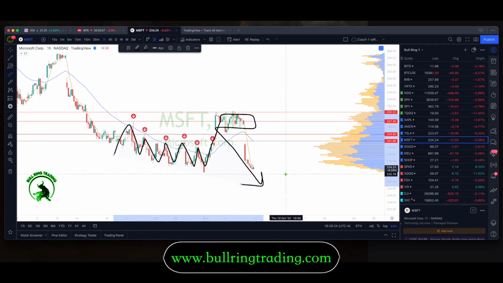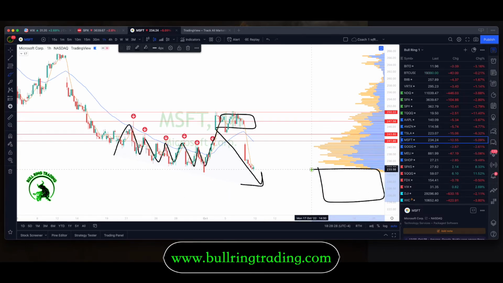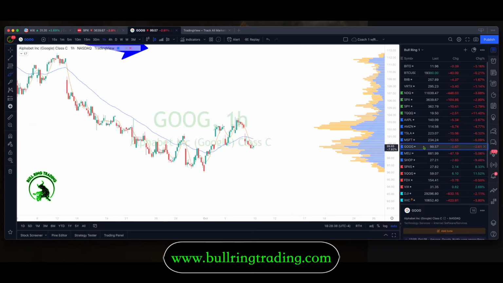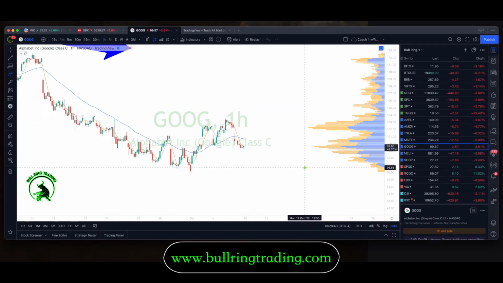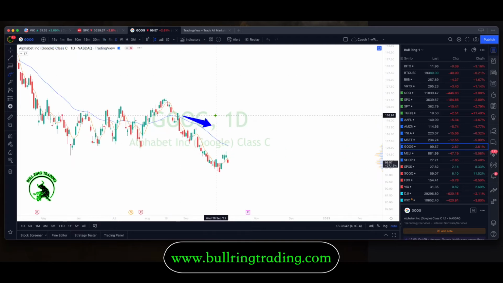So Microsoft, again, just like Tesla. Look at this box. There is nothing there supporting it. Now, is it going to crash on Monday? Is it going to crash on Tuesday? No, stocks don't go down that quick. A lot of people think there's going to be a huge crash. There's not going to be a huge crash.